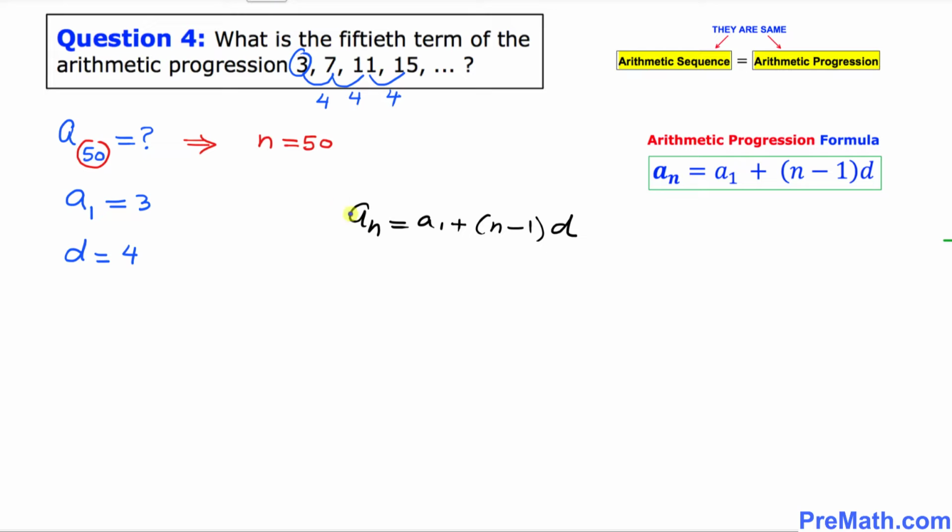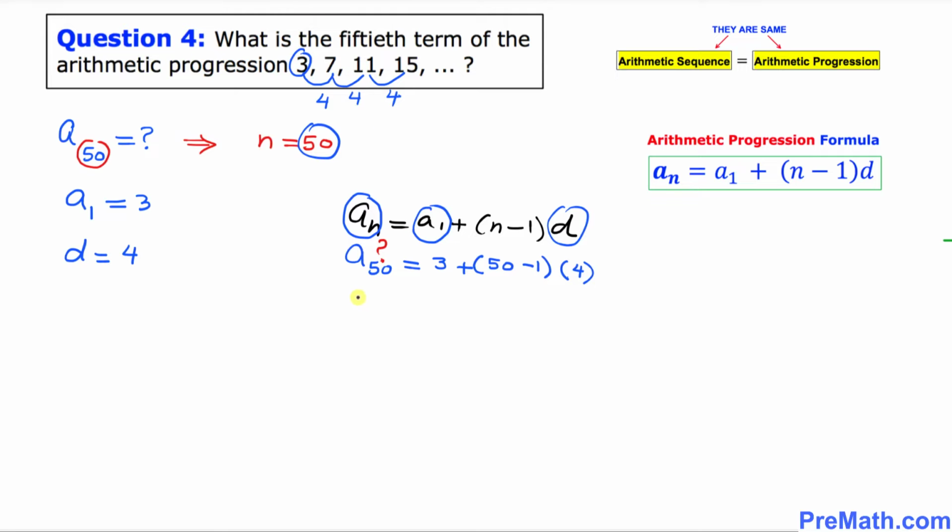Let's fill in the blanks right now. We know our a of n is a of 50 that we are going to find out. We know our a of 1 is 3, plus n, in our case, is 50. So I'm going to fill in the blanks: 50 minus 1, and d is 4. All right, let's simplify now. So we are going to find a of 50th.